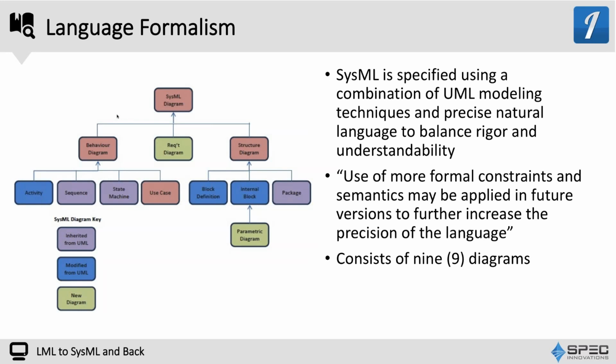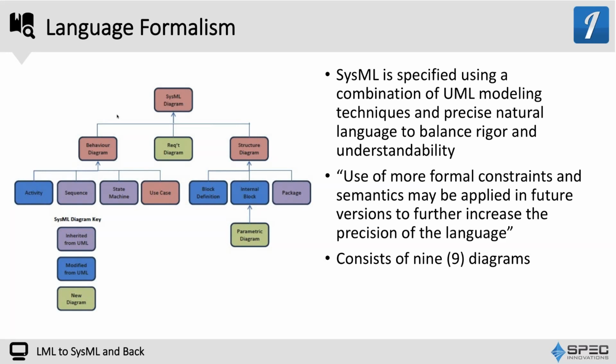And you can see which ones were inherited from UML. The sequence and state machine were clearly already in UML. Activity, they had kind of an activity diagram, but it was modified from the UML. So there are only a couple of new diagrams. The requirements diagram and the parametric diagram are the two completely new ones, as you can see on the chart.